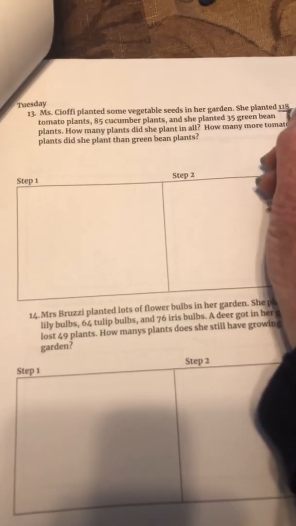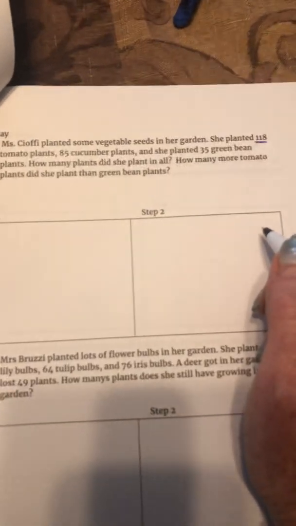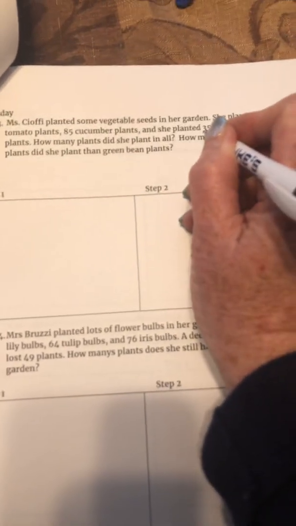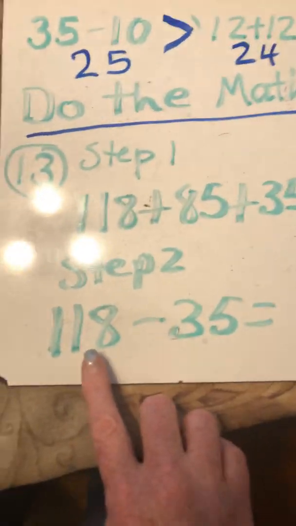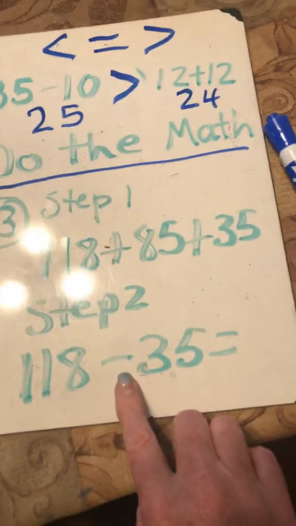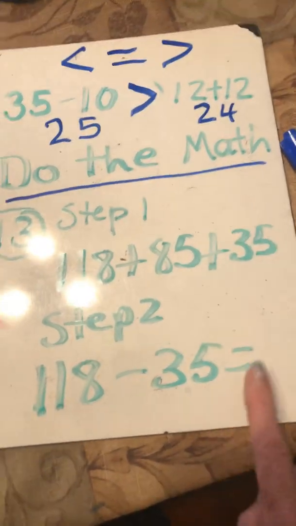So going up here, here's my number for tomato plants. Here's my number for green beans. I'm not going to use the cucumber in this one. And that word more tells me to subtract. So step 2 is 118 minus 35 equals something. So that is your math for this piece.